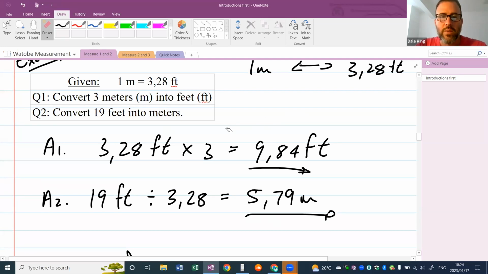The most difficult part of this is when to times and when to divide. But if you understand the relationship between the two, you will understand when you need to times and when you need to divide. If we're given that 1 meter is a certain value in feet, and we're going from meters to feet, we multiply. If we're going from feet back to meters, then we have to divide.